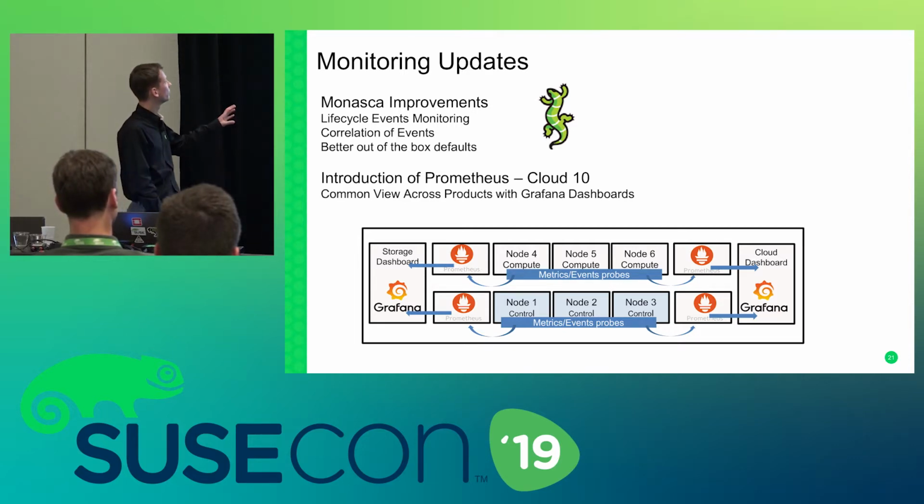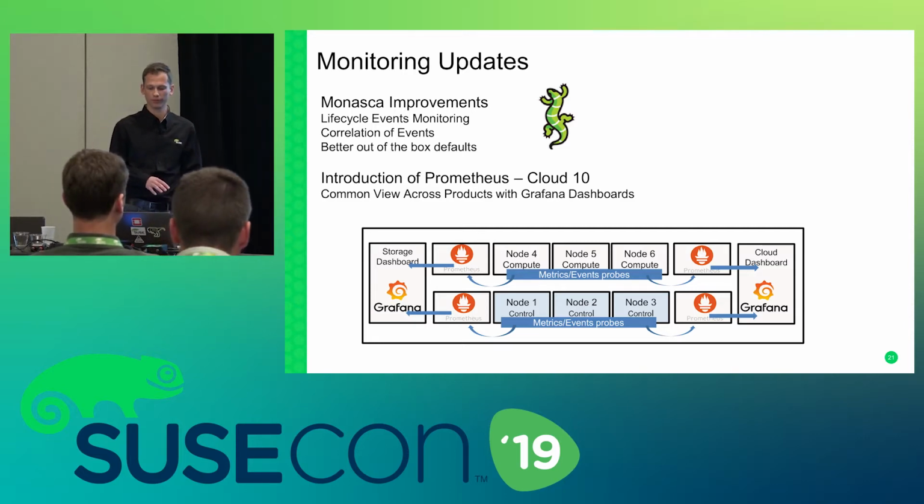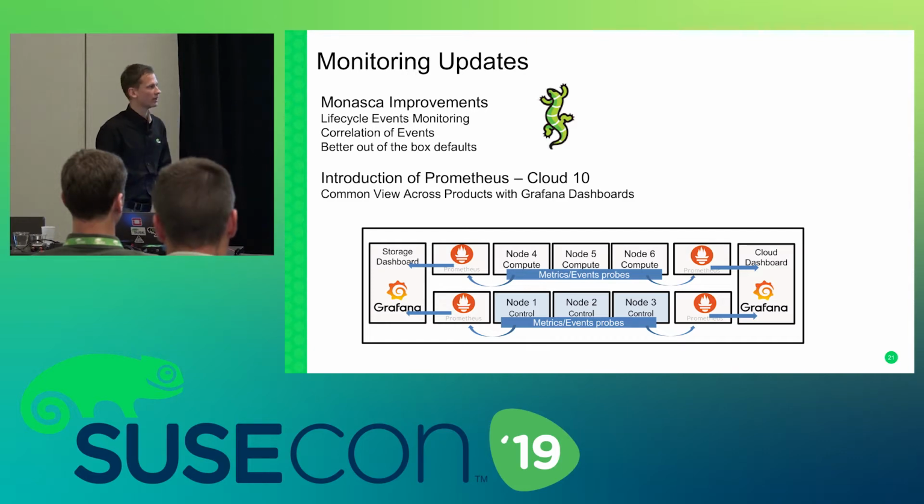Last but not least, we want to improve our current monitoring situation. There are, again, two areas. The first one, we want to improve the current Monasca implementation. So we want to do the lifecycle monitoring of the VMs, correlation of events across compute nodes, VMs, and so on. And then we want to provide better out-of-the-box defaults. Right now, the operator has to define all the defaults, and we want to provide this out of the box.